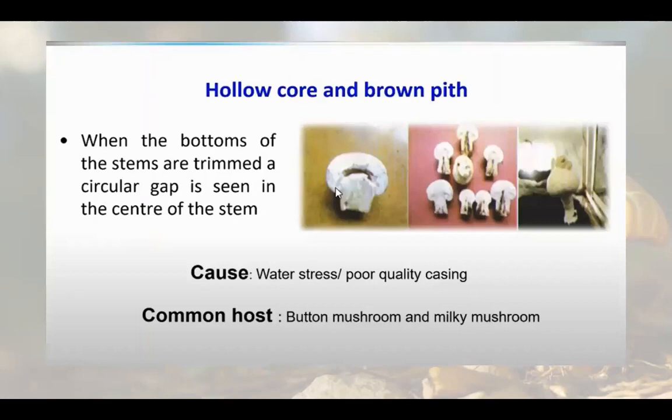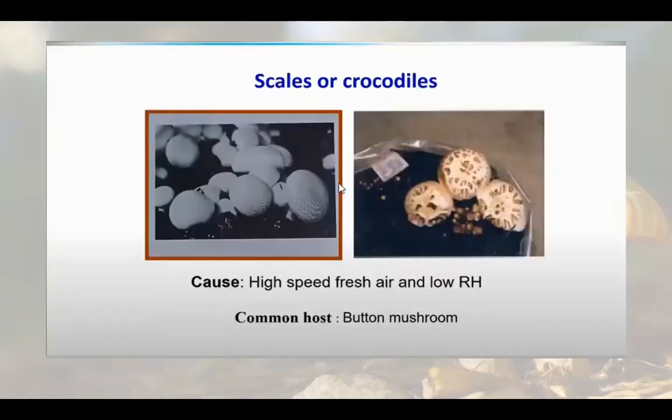Hollow core and brown pith means you can see brown patches when the bottom of the stems are trimmed. A circular gap is seen in the center of the stem, meaning a hollow part is seen within the stem. This may be caused by water stress or poor quality casing. If you are not adding enough moisture or water and the casing soil is not good, then this problem can occur. It affects button mushrooms and milky mushrooms.